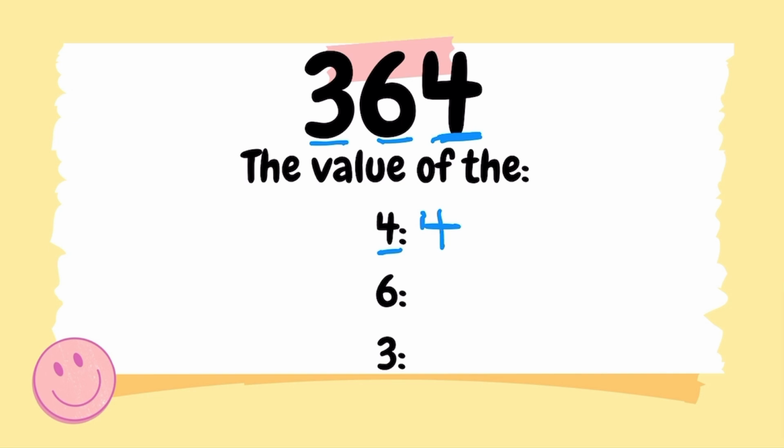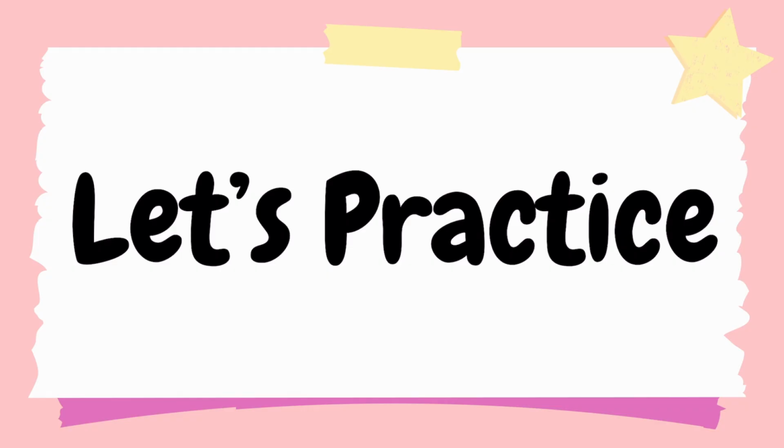Let's look at the 6. Is the digit 6 in the hundreds place, the tens place, or the ones place? It's in the tens place. And so its value is not 6. Its value is 60. Let's look at the digit over here, the digit 3. And since it's the only place left, it's in the hundreds place. So that means it's not a 3. It's not a 30. It's actually a 300 because it's in the hundreds place. Okay? Are you ready to practice?